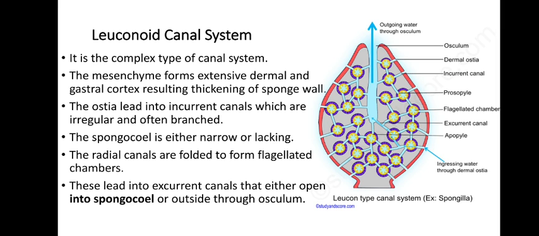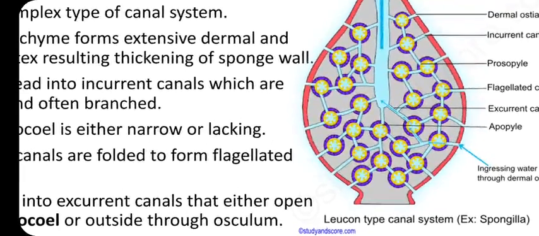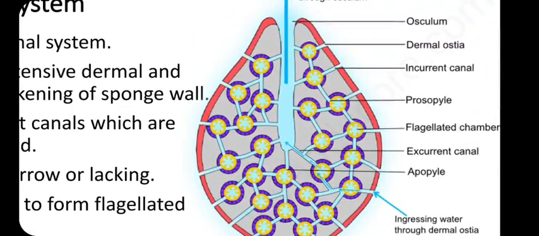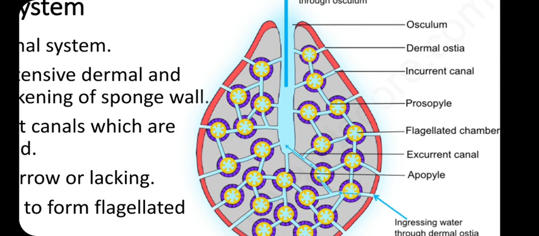Now here, what kind of complexity is seen? Again, it is an incurrent of water and exit of water. In between, the complexity occurs in the structures. Remember the dermal ostia, then there is an incurrent canal, then a radial canal, and then it was going to the spongiocoel. Here what has happened is this passage has become a little narrower and more complex. Let's see what they are.